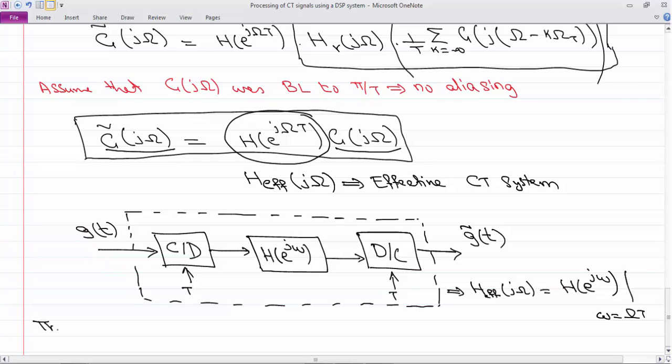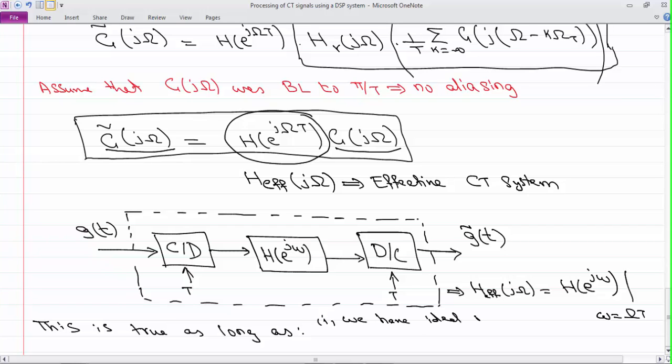Now this is true as long as two things happen. There are two conditions we gave. One condition is that we have an ideal reconstruction filter, and the second condition is that the Nyquist criterion is satisfied.